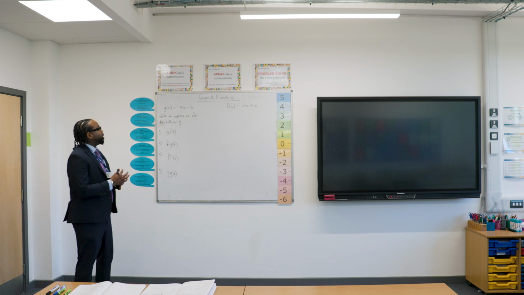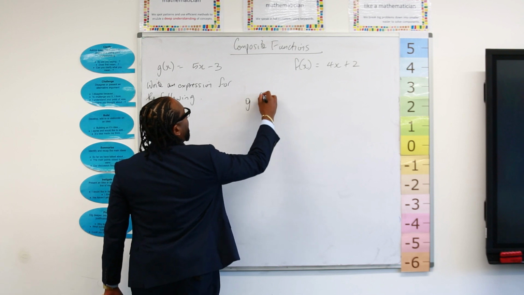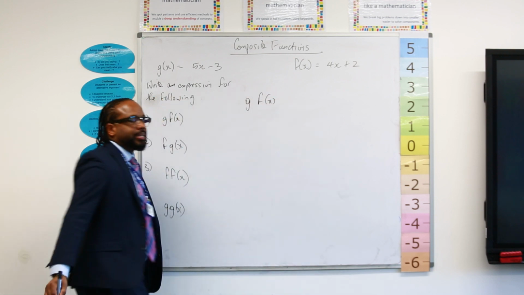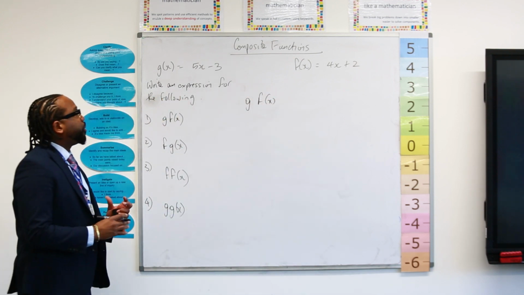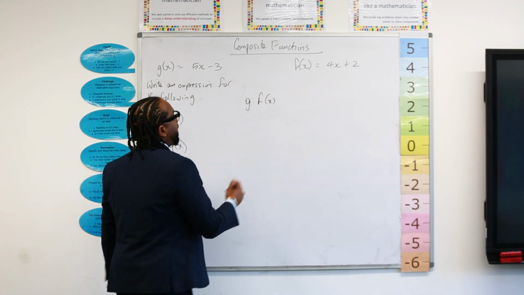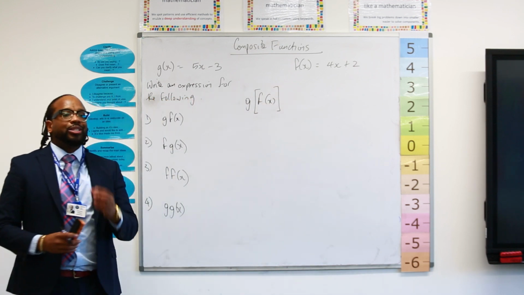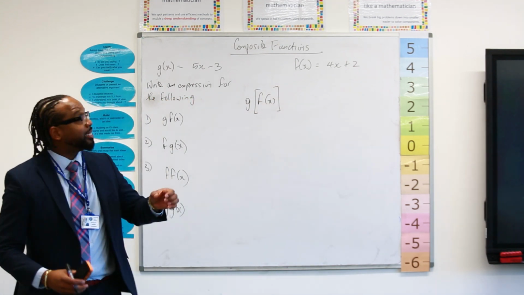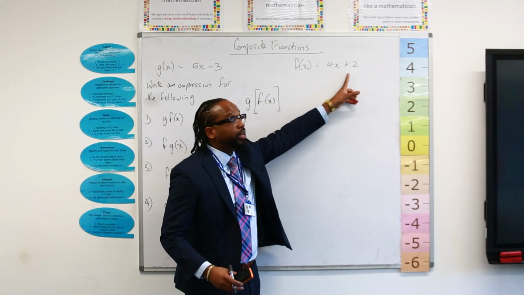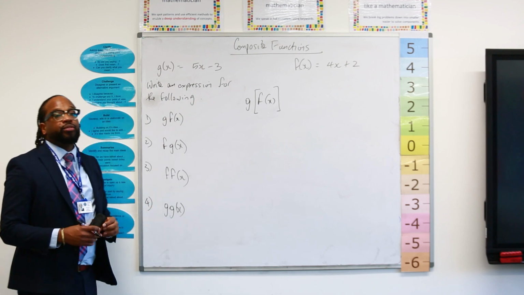So, firstly, what do we mean by g f of x? Now, all that simply is we're going to combine these two functions. And to do that, I'm going to put a square bracket around f of x to indicate that f of x, this entire function, is now going to become my input into my g function.